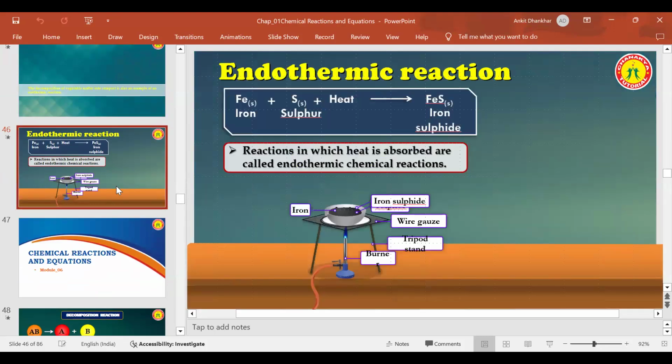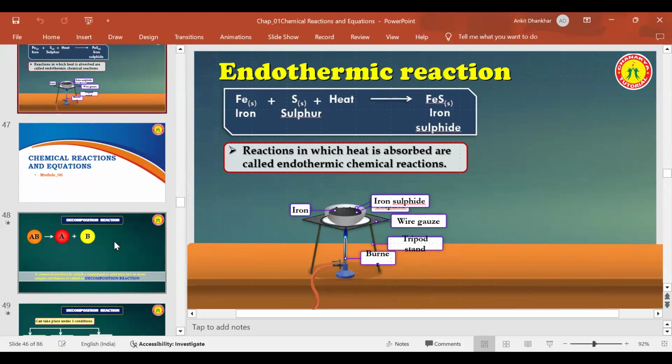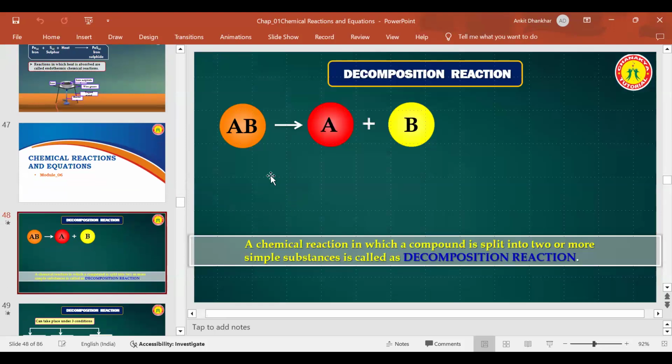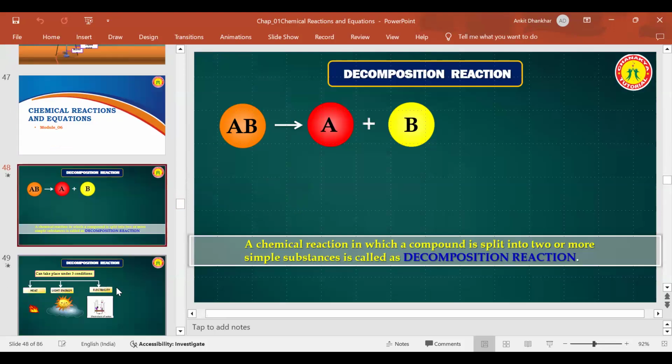Then endothermic reaction was another type of chemical reaction where heat is absorbed during the reaction. So it is the opposite of exothermic reaction. Next we saw decomposition reaction. It is the opposite of combination reaction, where a reactant gets decomposed into simpler substances.